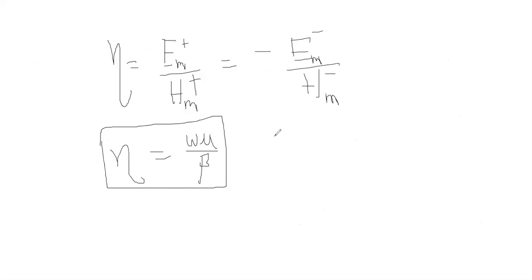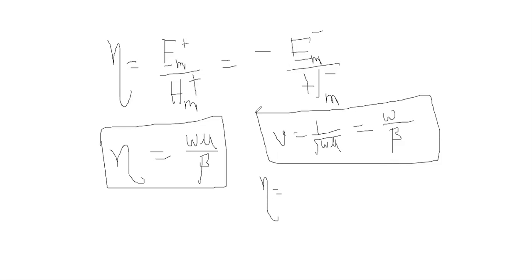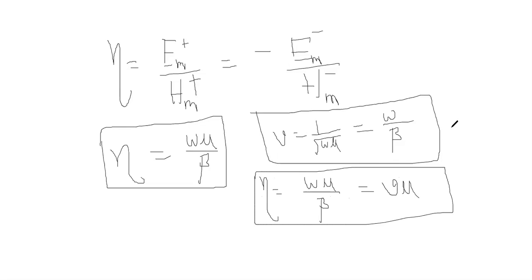So omega by beta, we already know, is the velocity. Velocity V is equal to 1 by under root mu epsilon, which is equal to omega by beta. Now the eta is also equal to omega mu by beta. The omega by beta is V, so V into mu. Okay, V into the mu value. We derive the expressions.